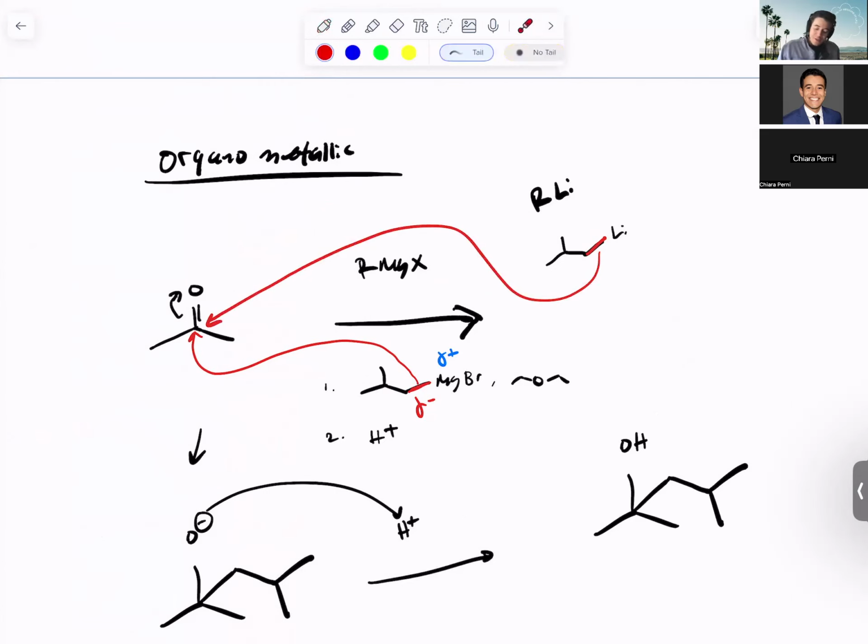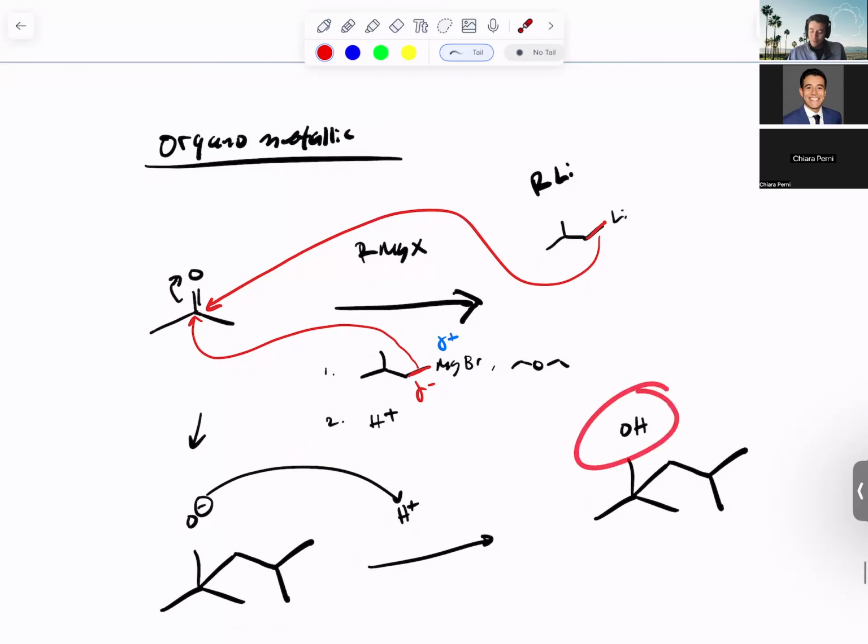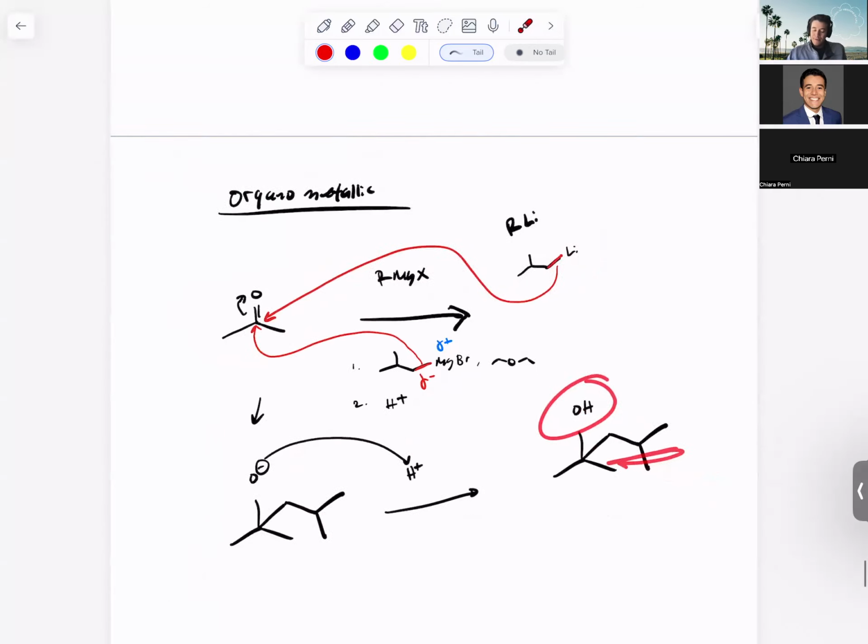So the lithium detaches. We don't ever follow the lithium. It's not part of your final major organic material. We don't follow the magnesium. And then you added your new R group and that's it. And then you clean it up with an H plus, and now you have a new alcohol group plus the R group.